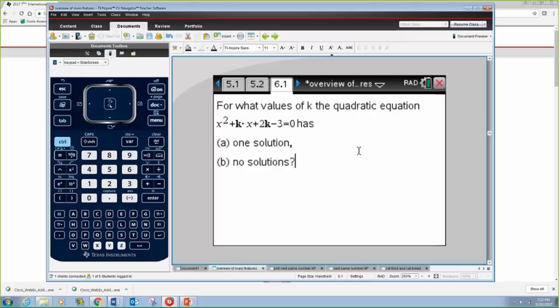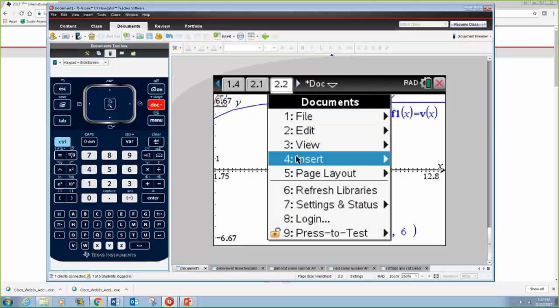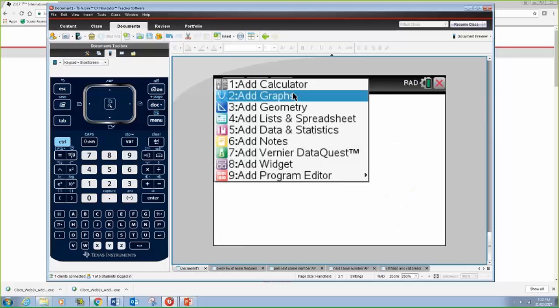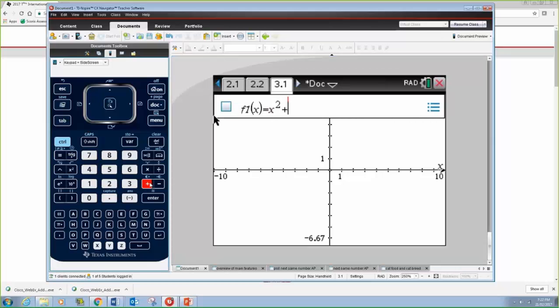So another thing which I would like to look at is parameters. And here we have a quadratic equation with a parameter k. The question is, for what values of k does this quadratic equation have one solution or no solution? So if I want to do it live, I go to my document and insert a new problem. I don't get any interferences here, and I will add the graph and enter the quadratic x squared plus k times x, because k is not the variable, plus 2k minus 3. We need to have times, otherwise it treats it as one variable.